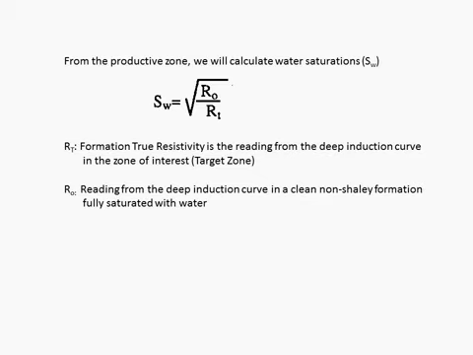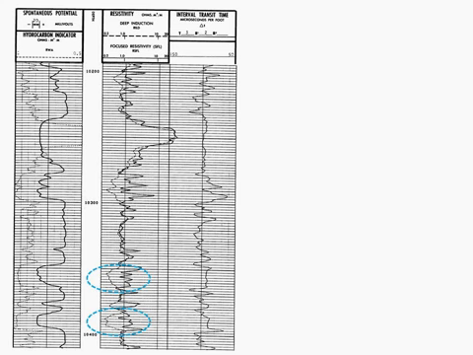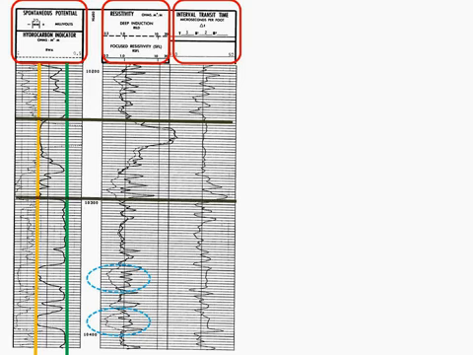RO is a reading from the deep induction curve in a clean, non-shaly formation, fully saturated with water. So, again, let's set our log up. Look at the top of the sand, the bottom of the sand, and the bottom of our productive zone. Now, when we're looking at the sand, we do notice the high resistivity reading in this zone of interest is 30. However, throughout the entire formation, the mean average of the deep induction is not 30.